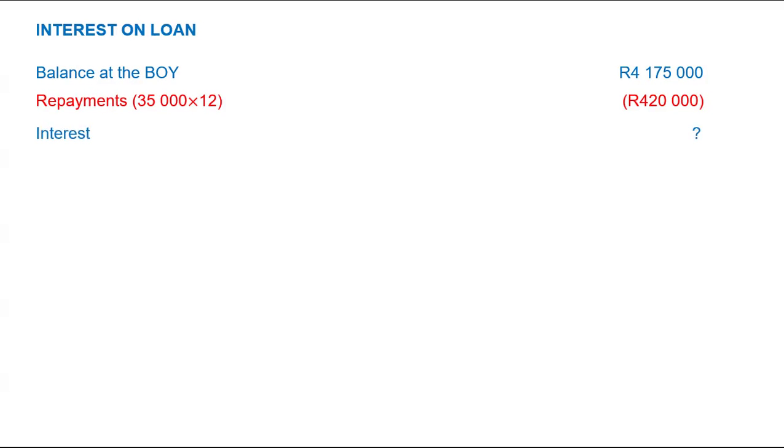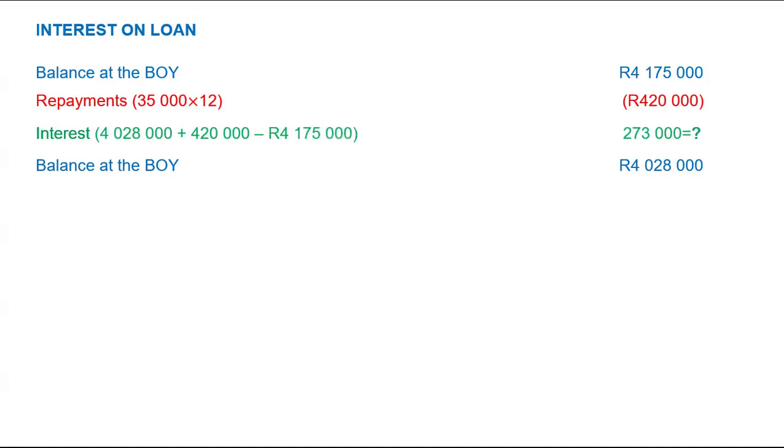So you're going to have balance at the beginning of the year, and then you subtract your repayments. If it's per month, you multiply it by 12. It must be an annual repayment. You put it in brackets because it reduces what you were owing at the beginning of the year. Interest will increase what you were owing at the beginning of the year. It will increase your loan. And you will notice that here you will have 4,028,000. The difference though, you're going to take 4,028,000 plus 420,000 minus 4,175,000. The difference that you get there will be your interest. That interest, normally it's an expense. You debit interest expense, you credit the loan if it's capitalized.